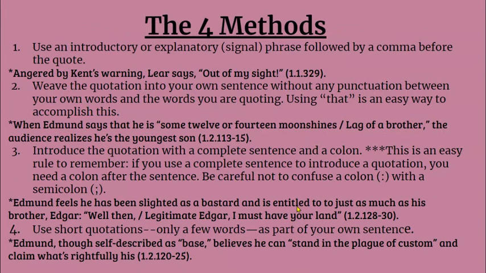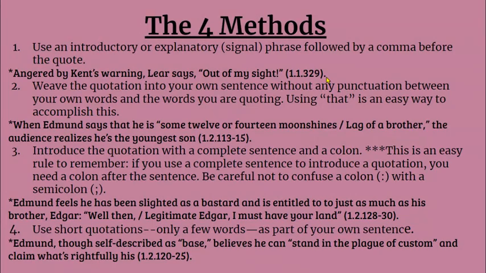All right, last of all, the 4 methods. We've got to review these. When you're integrating quotes, there are 4 different ways we can do it. We can use an introductory or explanatory signal phrase followed by a comma before the quote. For example, angered by Kent's warning, Lear says, "Out of my sight!" And because there is an exclamation point here, I'm going to maintain that. This is coming from Act 1, Scene 1, line 329, and then my period for this sentence, not for what Lear's actually saying, but my sentence, goes at the end after the close parentheses.